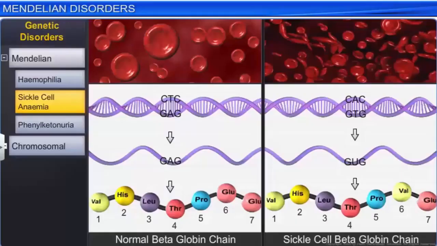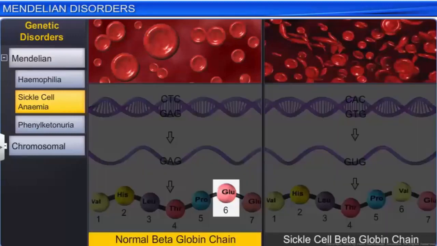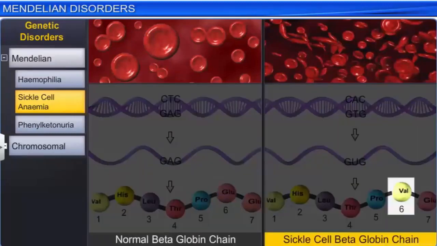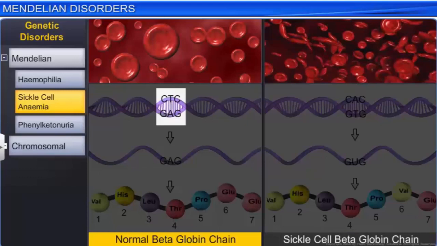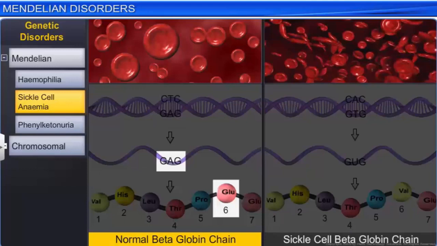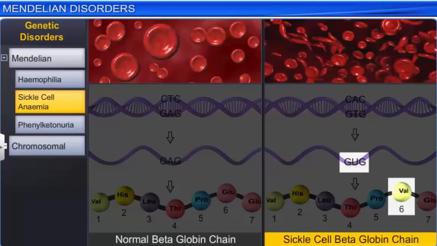Sickle cell anemia is caused when glutamic acid is substituted with valine at the 6th position of the beta-globin chain of a hemoglobin molecule. The code for amino acid is present on the beta-globin gene, where GAG coding for glutamic acid in a normal gene is substituted with GUG coding for valine in a sickle cell gene.